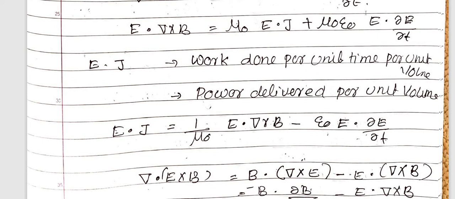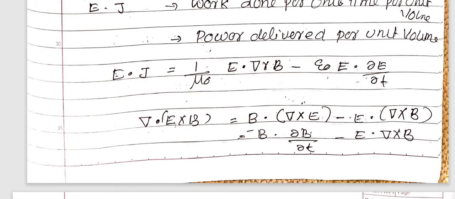So our equation becomes E dot J is equal to 1 by μ0 E dot del cross B minus ε0 E dot ∂E/∂t. Now we are going to substitute for the term 1 by μ0 E dot del cross B. We know that del dot E cross B can be written as B dot del cross E minus E dot del cross B. We want E dot del cross B, so we are going to substitute for it from this equation.